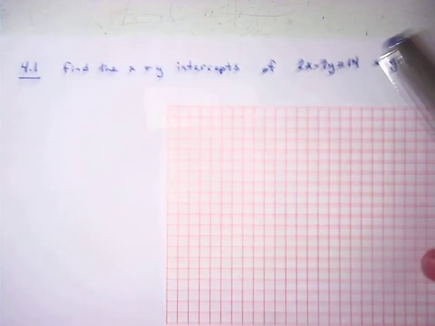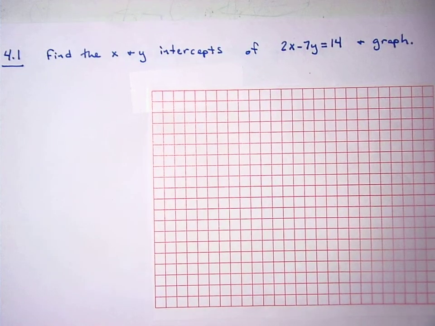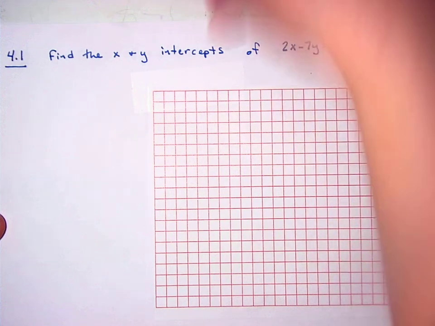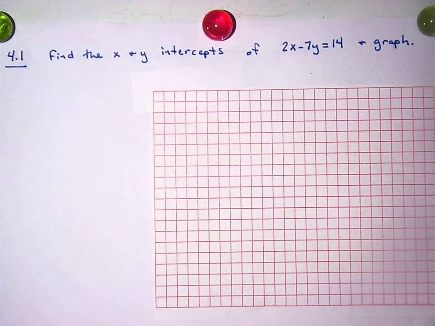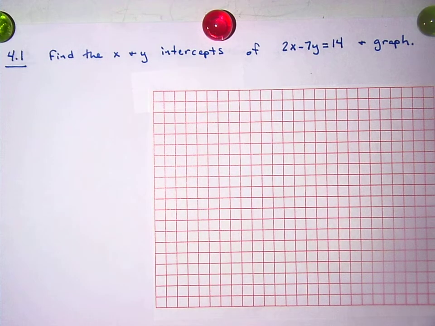Alright, 4.1. Go ahead and pause the video right there so that you can try it out. Alright, I'm assuming that you paused. So I've got to find the x and the y-intercepts of 2x minus 7y equals 14, and I've got to graph it.